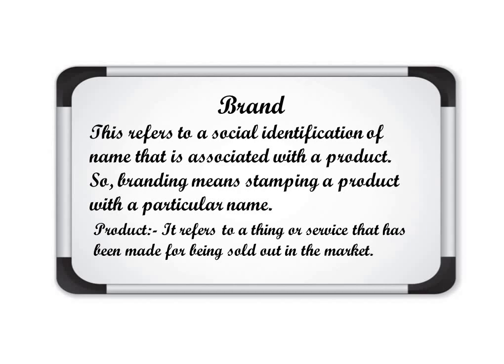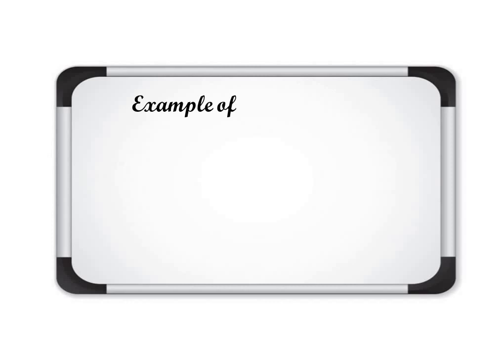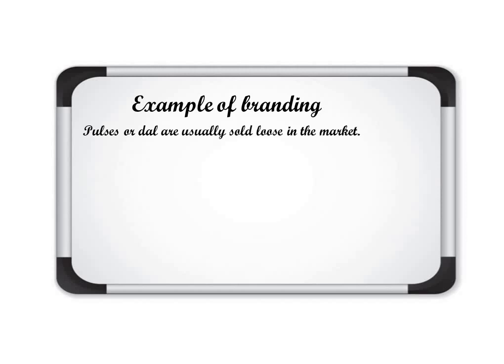As I gave you an example, we can also take any other example. If you take the example of soap, we know that it is used for taking a bath, but there are different brands, Lux, Dove, Dettol, different brands of everything. So brand means stamping a product with a particular name. Clear? Next is example of branding. See, pulses or dal are usually sold loose in the market.